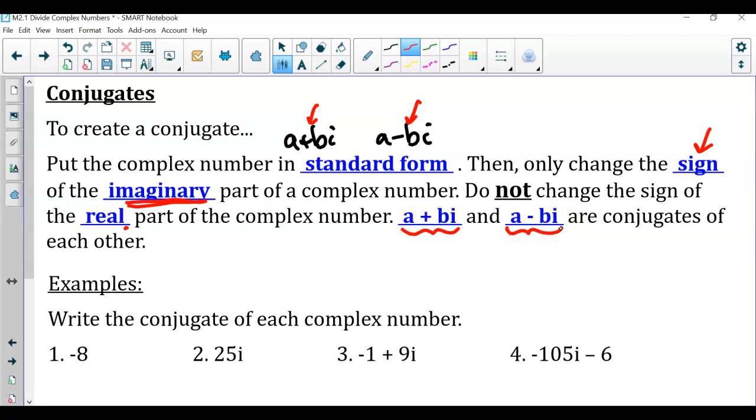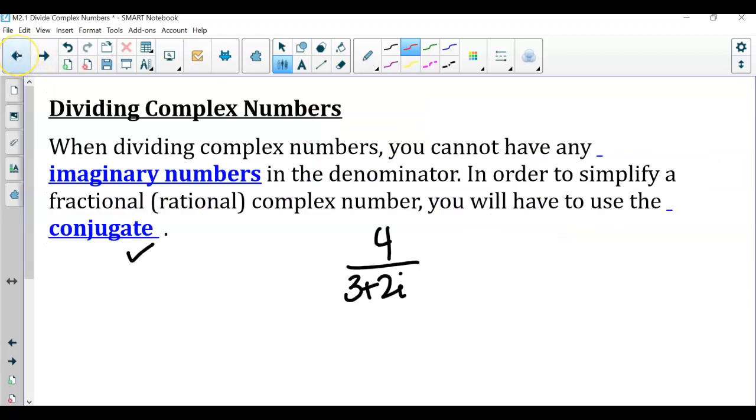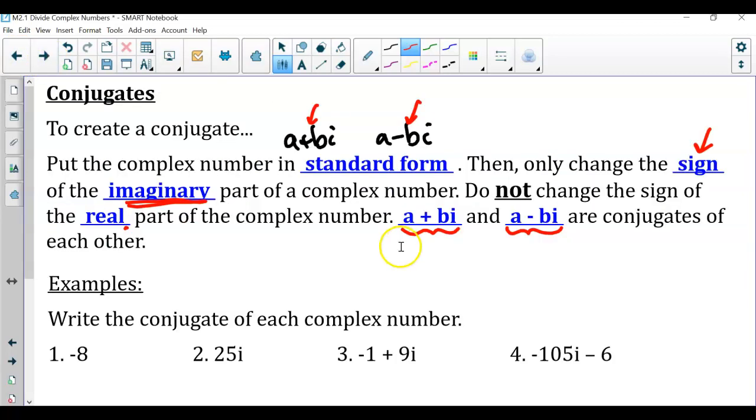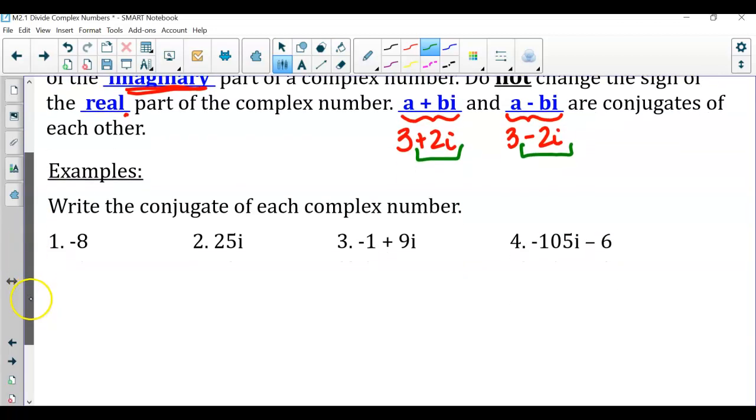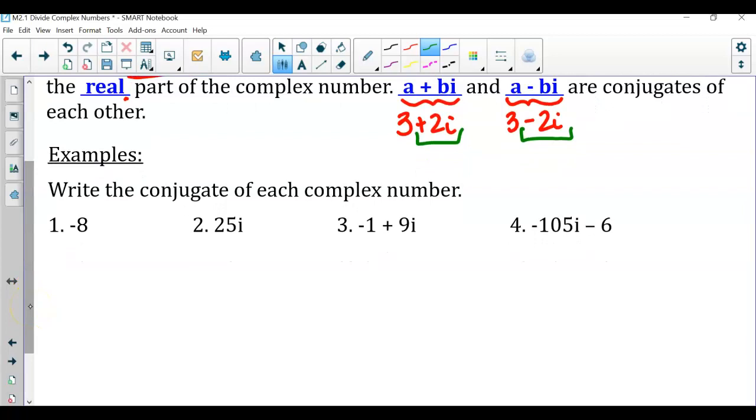Again, to relate it to numbers, from the previous example I had 3 plus 2i. Its conjugate would be, keep 3, right? Now minus 2i. So only change the sign of the imaginary part. Here, for example, notice how we're going to write the conjugate of each complex number. Here, we just have -8. Well, -8 is a real number. So do we change the sign of a real number? No. So we leave it as -8.